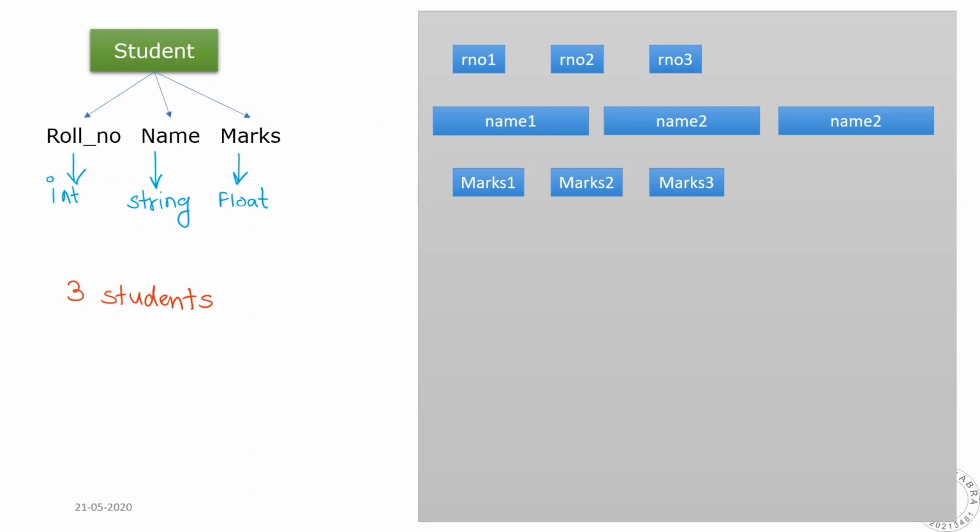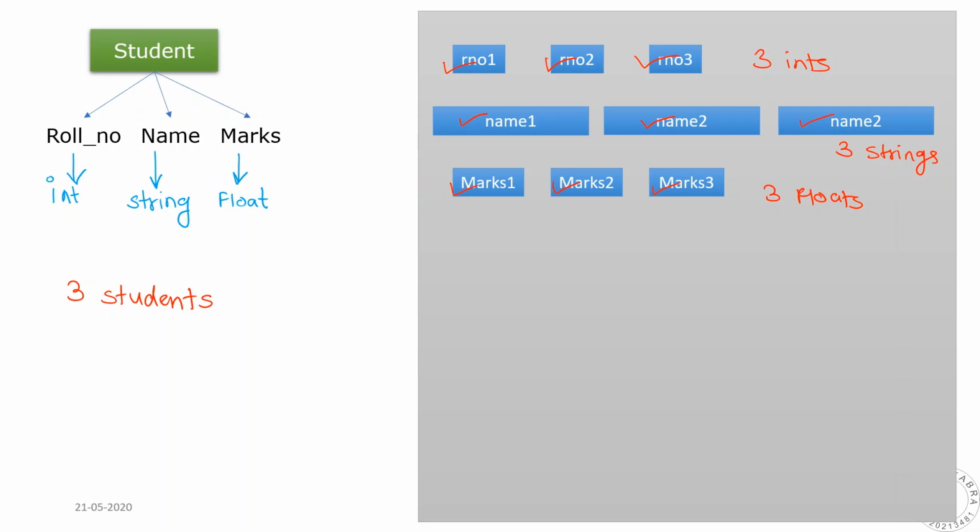This is roll number 1, roll number 2, roll number 3, 3 integers, name 1, name 2, name 3, 3 strings, marks 1, marks 2, marks 3, 3 floats. But this is a scattered data. Implementing logic in program will be very tough.